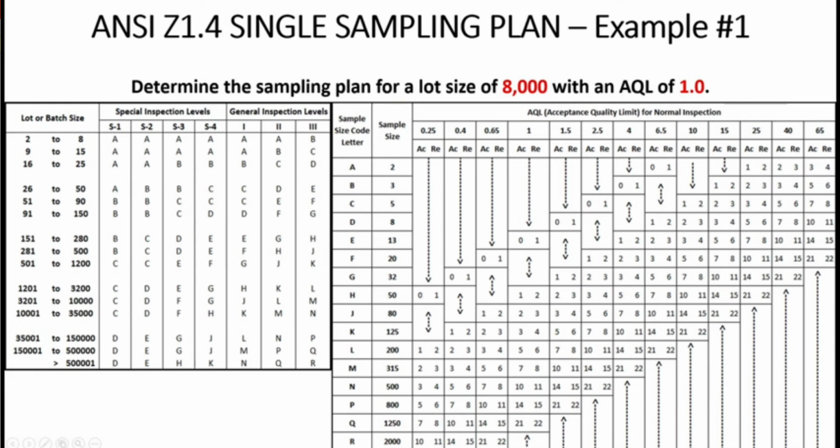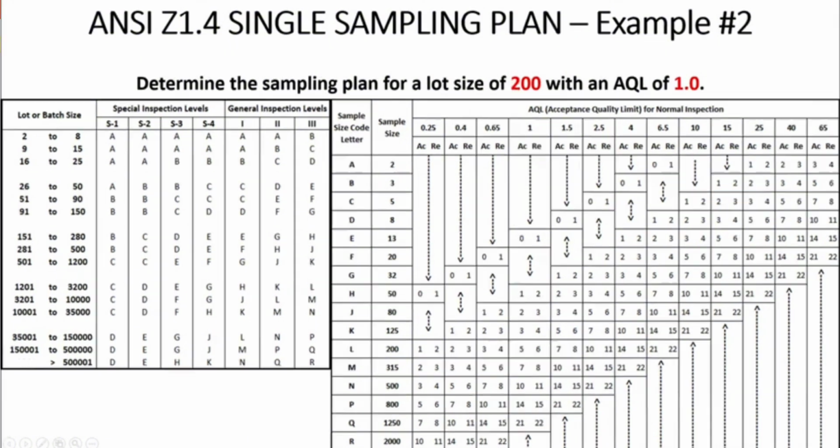All right, so let's now change our example a little bit to help you understand the nuances of the table. In this next example, we have a lot size of 200 with an AQL of 1.0. So our AQL isn't changing, our lot size is. We come over here to this sample size code letter table. We have to inspect sample size code letter G, which if we come over here is 32 pieces. We can then pair the sample size code letter G up with the AQL of 1.0.